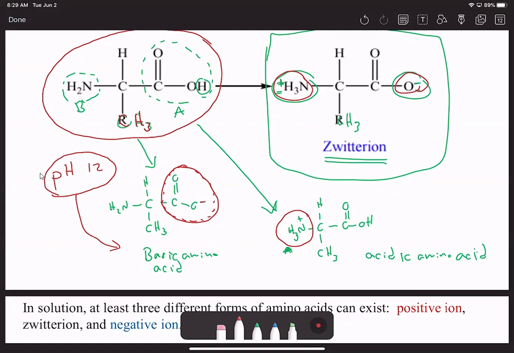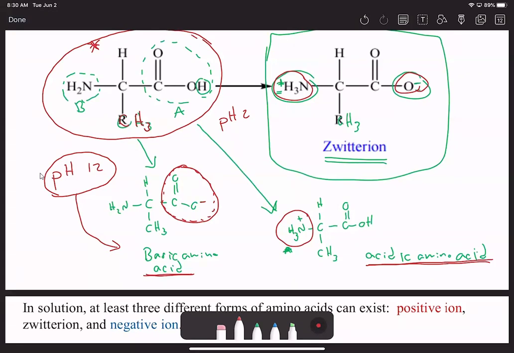If I put this amino acid here into a solution where, let's say, the pH is 2, well, that's an acidic solution, which means that when this ionizes, I'm going to have an acidic amino acid. Remember that rule that we had when working with acids and bases in our buffers? If I add acid, I'm going to get acid. If I add base, I'm going to get more base.